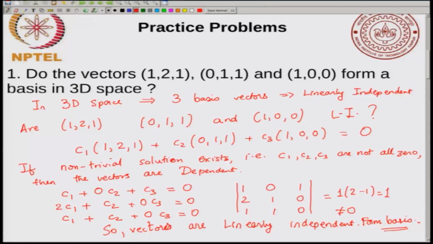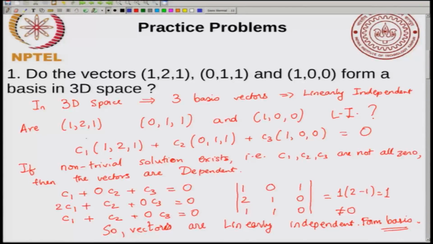And it is fairly straightforward to actually just look at the 3 vectors, and you can immediately see that they are linearly independent, because if you look at the second vector, it has no x component, whereas the third vector has an x component, and it has no y and z component, and the first vector has all 3 components.